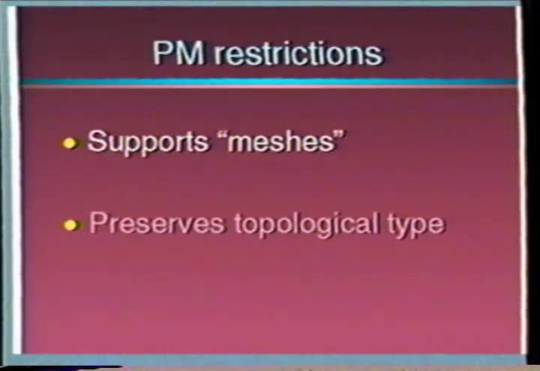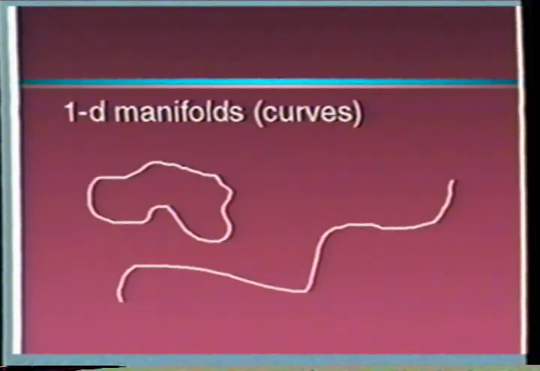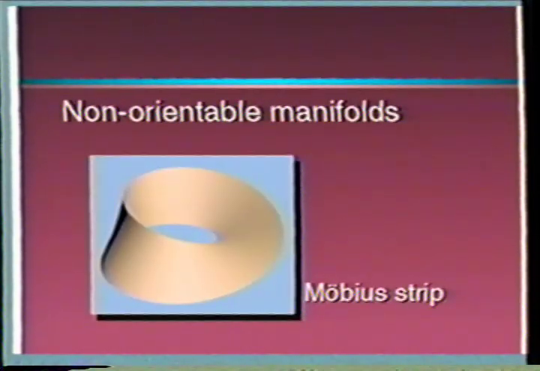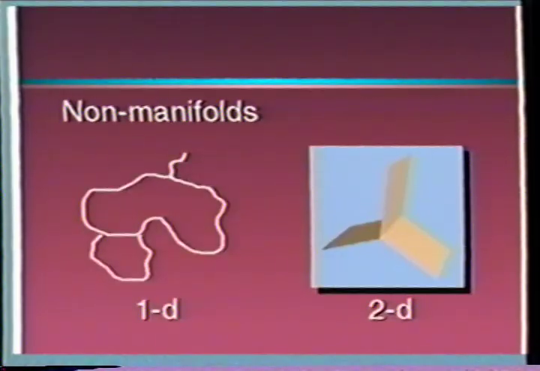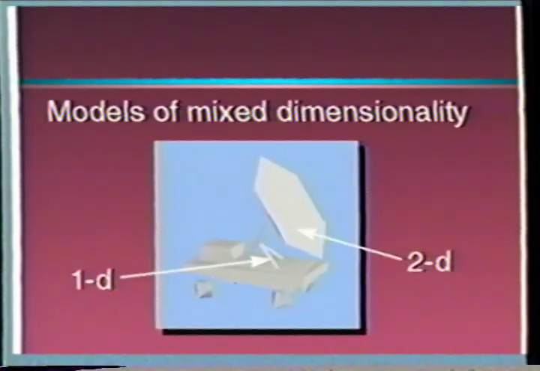However, the Progressive Mesh framework has 2 key restrictions. First, it supports only meshes, in other words, orientable 2-dimensional manifolds. Models that cannot be represented include 1-dimensional manifolds, non-orientable manifolds, non-manifolds, and models of mixed dimensionality.